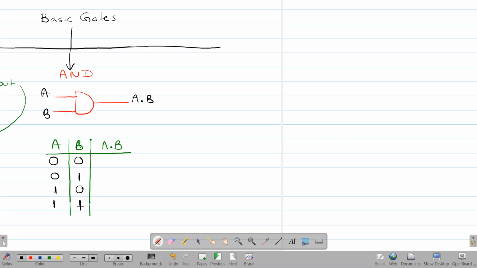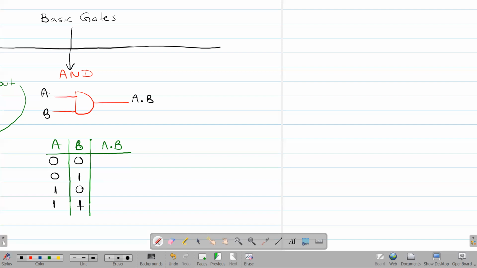So I told you, AND indicates a Boolean multiplication, right? It's a multiplication. So it's something very close to the mathematical multiplication. In your syllabus, it is the very same as the mathematical multiplication. So it's easy for us to understand, right?